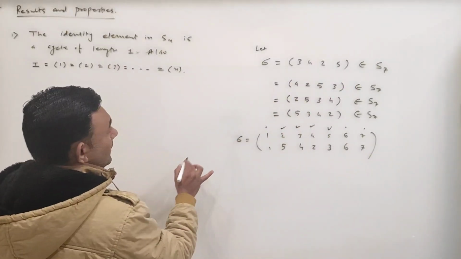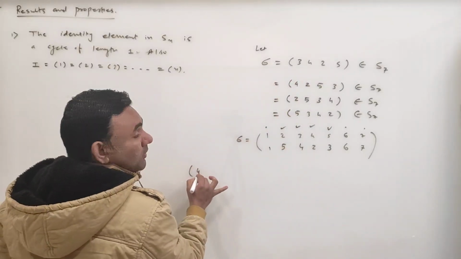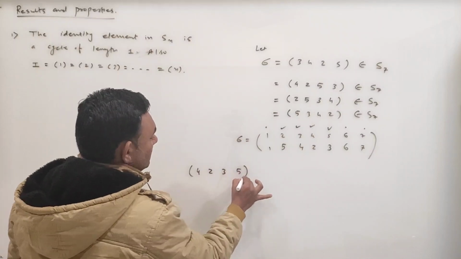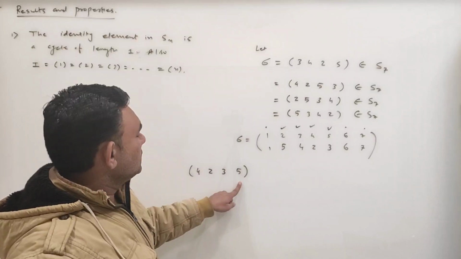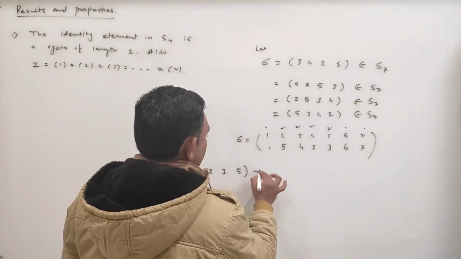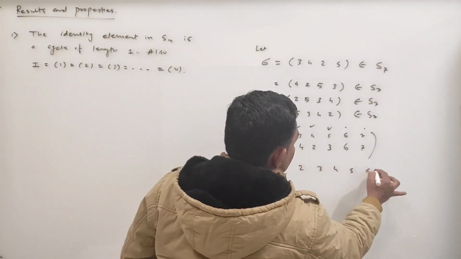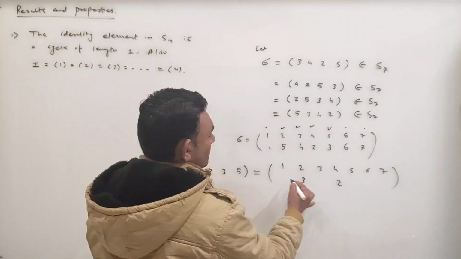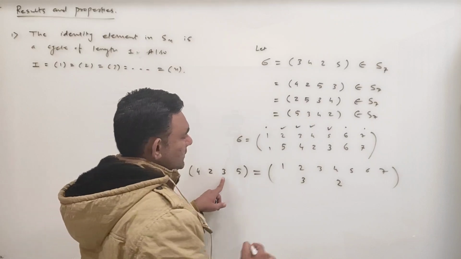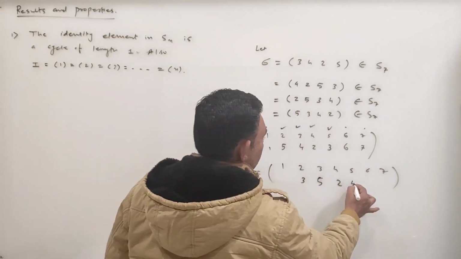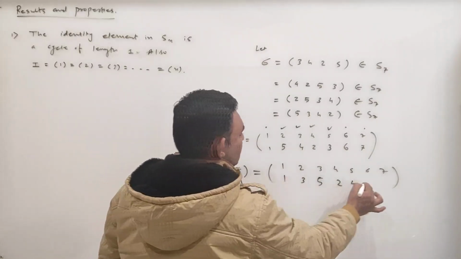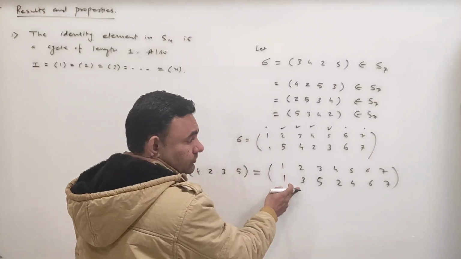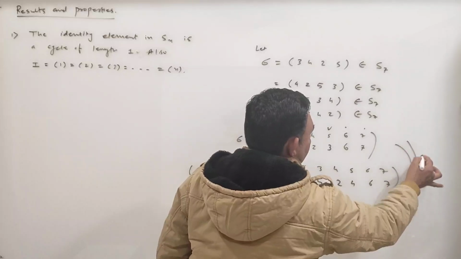See, if I consider it in this way: 4, then 2, then 3 and 5. So what does it represent? 1, 2, 3, 4, 5, 6, 7. Image of 4 is 2, image of 2 is 3, image of 3 is 5, and image of 5 is 4, and images of 1, 6, 7 are as they are. So now you compare these two. Here image of 2 is 5 and here image of 2 is 3. So these two are not equal.